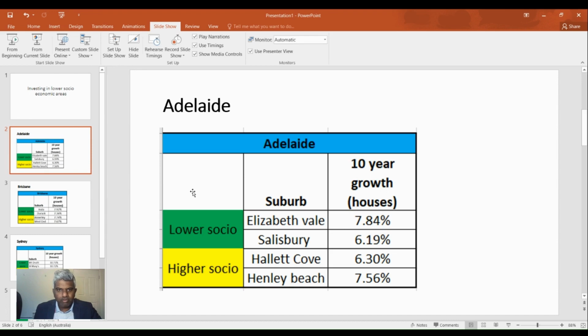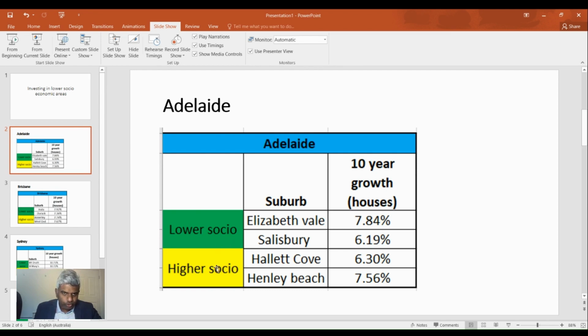So we're going to look at the different capital cities and we're going to compare lower socioeconomic areas. We're going to take two lower socioeconomic suburbs and two higher socioeconomic suburbs and then compare their 10-year growth. So if you take Adelaide, we're taking Elizabeth Vale and Salisbury in the north. Their growth rates are 7.84 and 6.19 respectively.